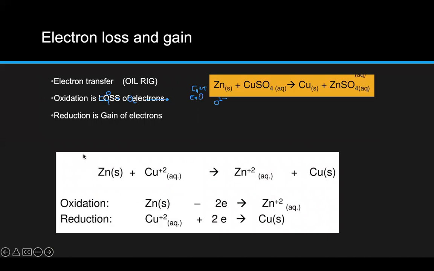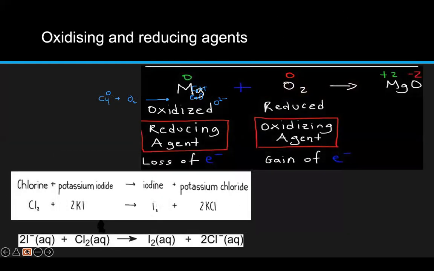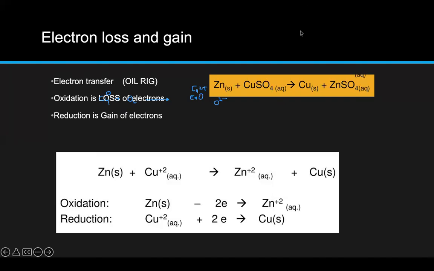Now, if we expand the definition of redox reactions further, we can put it in terms of electron loss and gain. So we can shorten the electron transfer definition to OIL RIG, which is a statement that stands for oxidation is the loss of electrons and reduction is the gain of electrons.